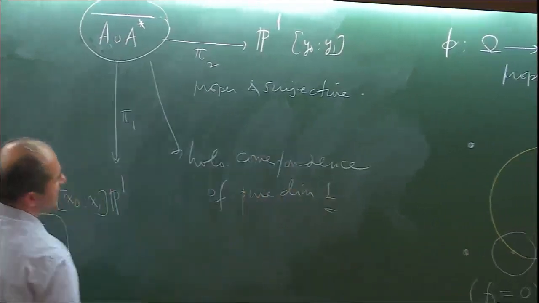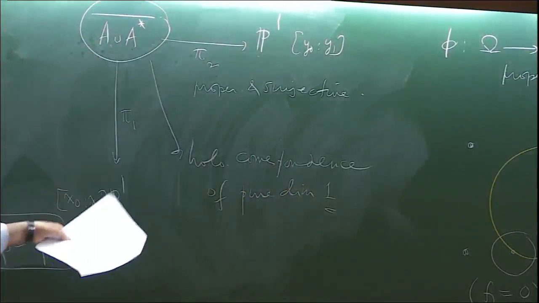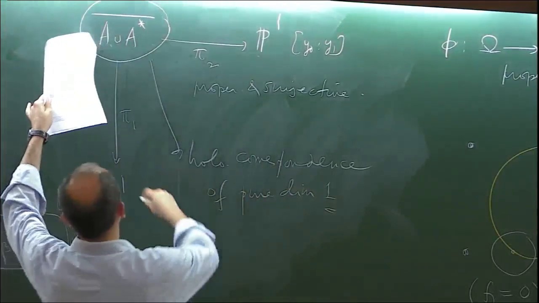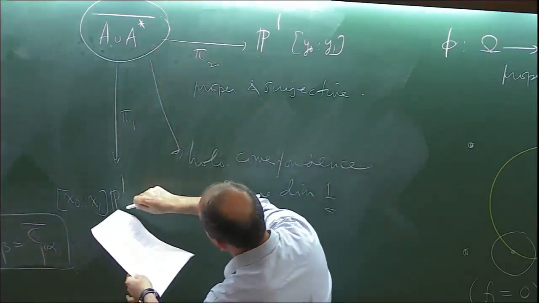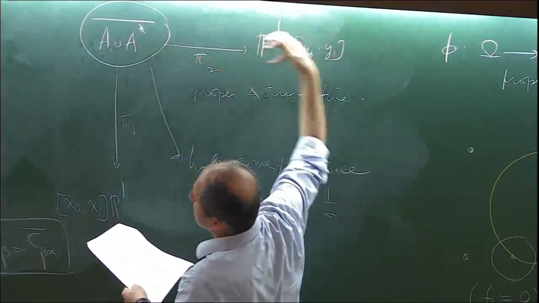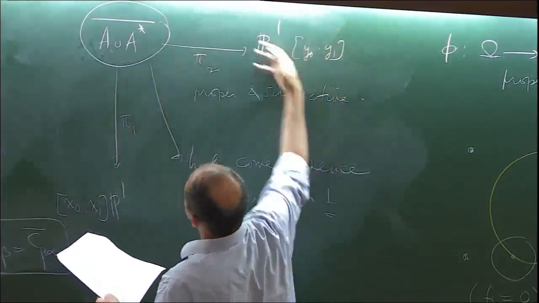So correspondence is just a fancy name for a variety in a product domain with proper projections on the factors, that's all. So I can think of this as the graph of a multi-valued map. I start with the point here, look at the fiber, it's going to have finitely many points, push it down by the second variable here. So a point gets blown up to finitely many points and vice versa.